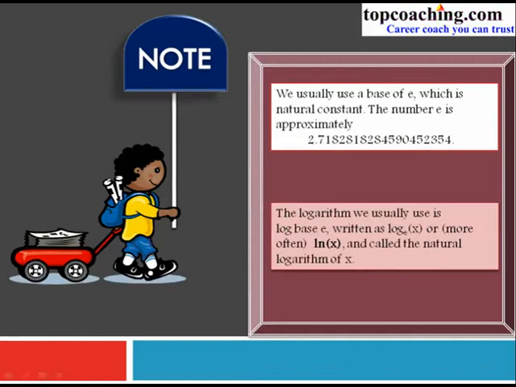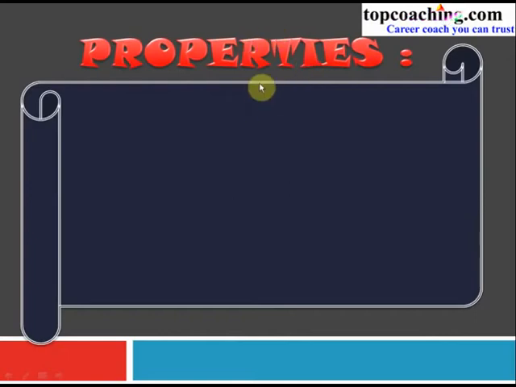Also, at times the base is not given, it is simply written as log x. Then in such cases you have to take the base as equal to 10, and that is known as the common logarithm. So natural logarithm has the base equal to e, and the common logarithm has the base equal to 10. Now we shall see some of the very important properties of logarithms.